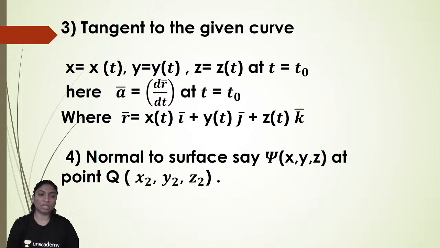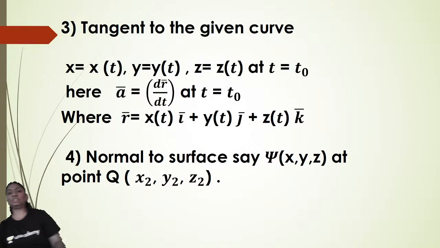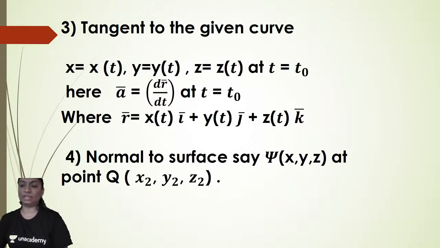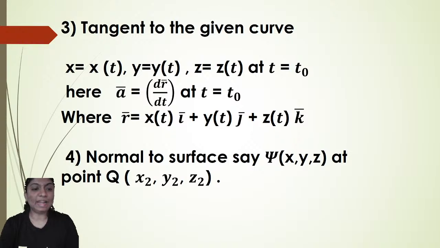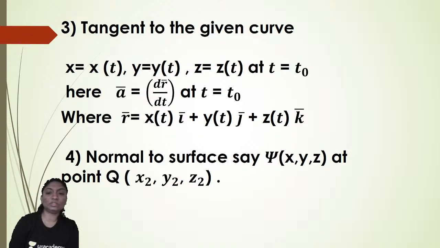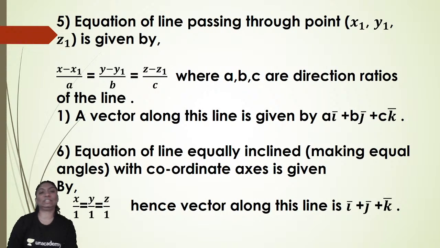Fourth one, it is normal to the surface, say psi of xyz, normal to the surface say psi of xyz at point q of x2 y2 z2. Okay, whenever the surface is given and only one point is given, how do we find the directional derivative?